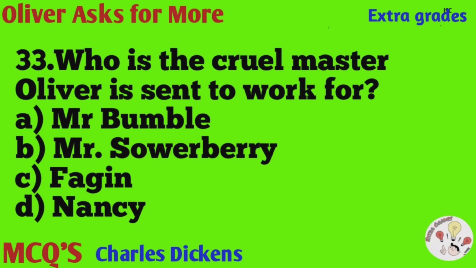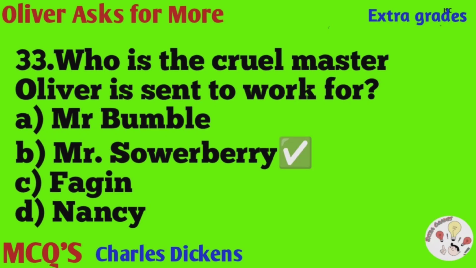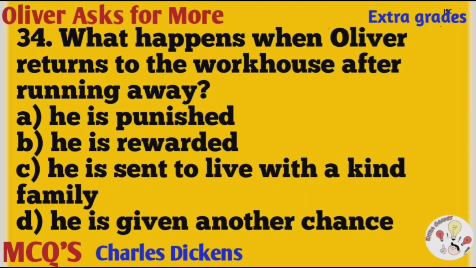Question number 33. Who is the cruel master Oliver is sent to work for? And the options are A. Mr. Bumble. B. Mr. Sowerberry. C. Fagin. D. Nancy. And the correct option is B. Mr. Sowerberry.